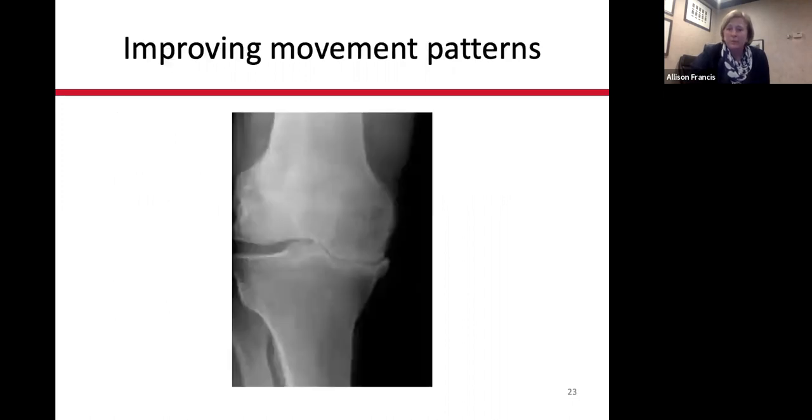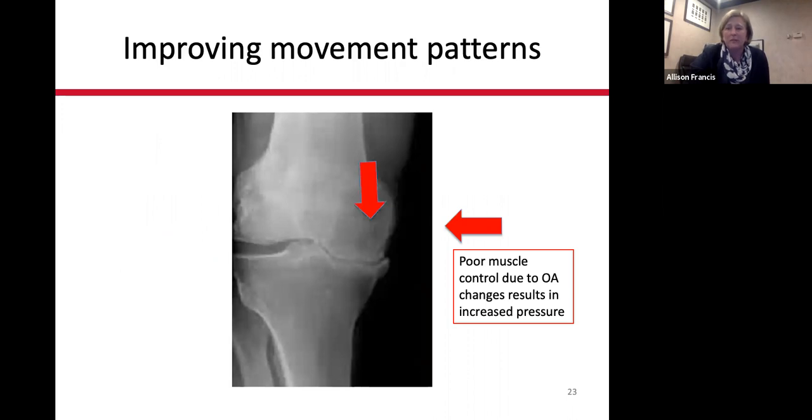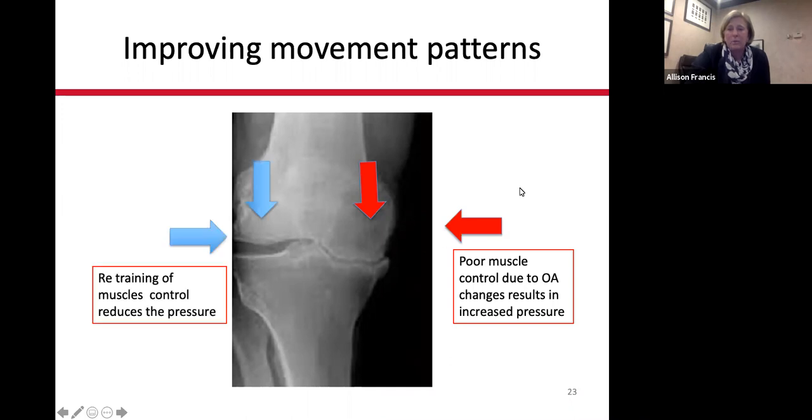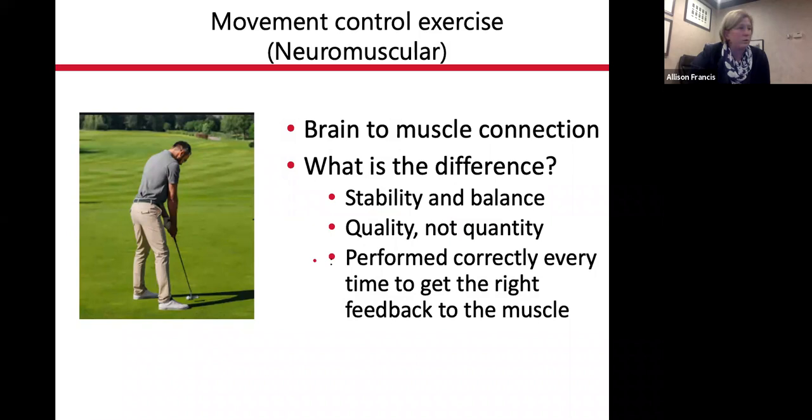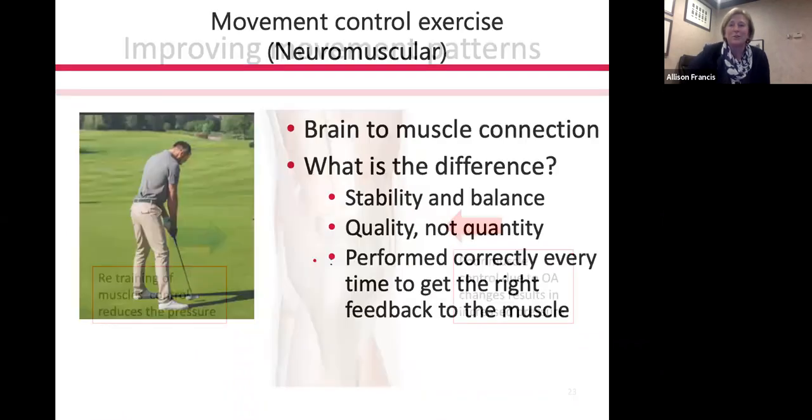And again, we have to improve those movement patterns. So in this person, we can certainly see that they have some more poor movement around that joint, which can cause sort of an abnormal load on that joint. So you can see here, this person's having a bigger impact on their medial joint, or the inside of their joint. And when we retrain the muscles, we're aiming to reduce the pressure on that inside and help them balance out the pressures on the joint itself. And that's done through those neuromuscular control exercises.